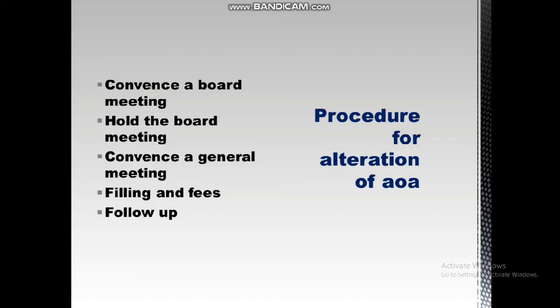Next we'll see the procedure for alteration of AOA. It consists of 5 steps. The first step is to convene a board meeting to alter the articles of association of the company by giving notice of at least 7 days. Step 2, hold the board meeting. At the board meeting, the given resolutions must be passed, approving the alteration in the articles of association and recommending the proposal for members' consideration by way of special resolution.